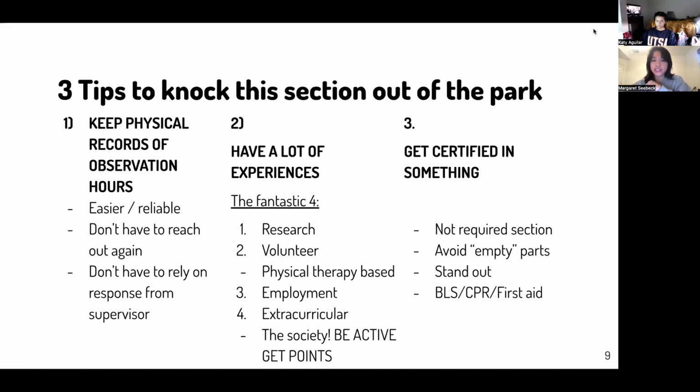Okay, so here are some tips to knock out this section, just because it is a lot. Keep physical records of observation hours so you don't have that little panic of, oh my gosh, do they remember me? It's reliable. You don't have to reach out to them again, and you don't have to rely on someone else's response to get this out of the way.